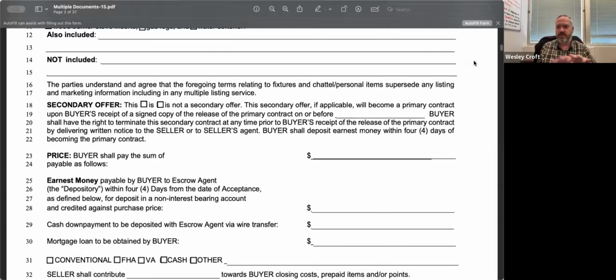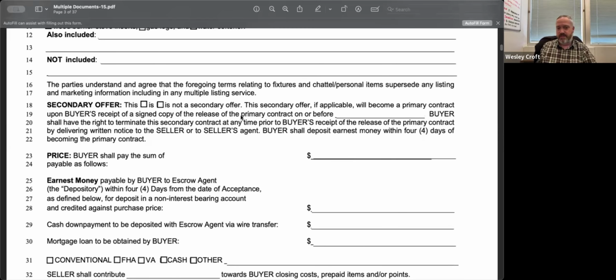I've seen it 100 times, and there's other agents on this call that have seen it 100 times, where you don't spell it out on lines 12 through 15, what's included and not included. And at the end of the transaction, everything goes haywire because the expectation was not set up front. So be very, very clear with those things.